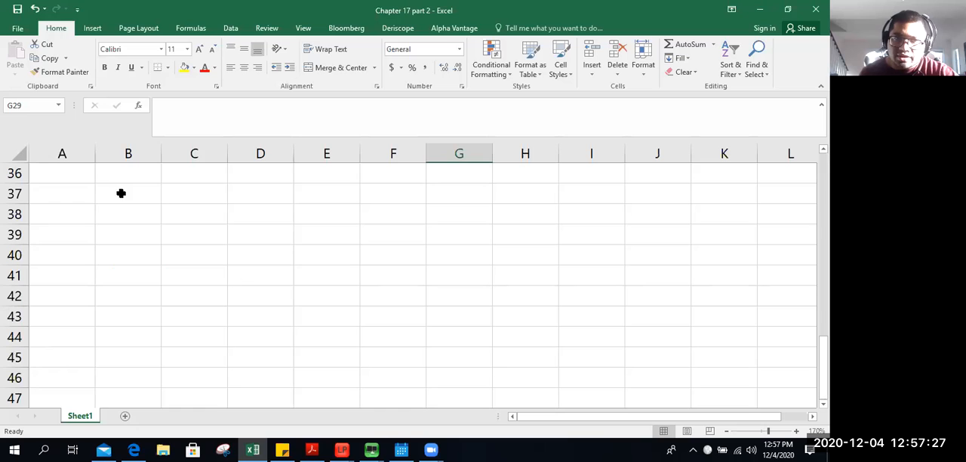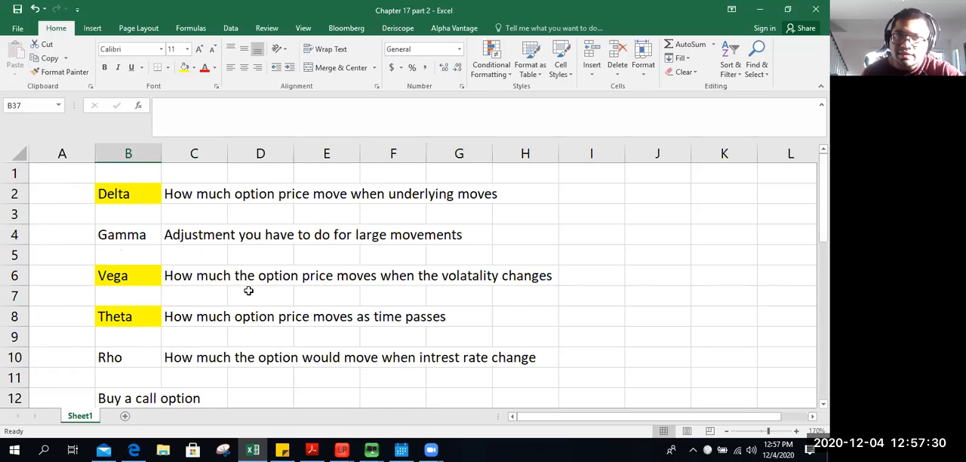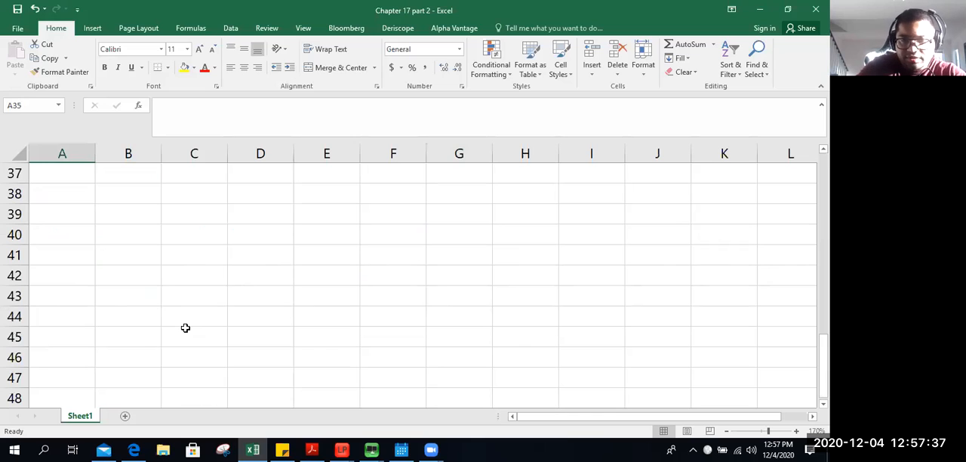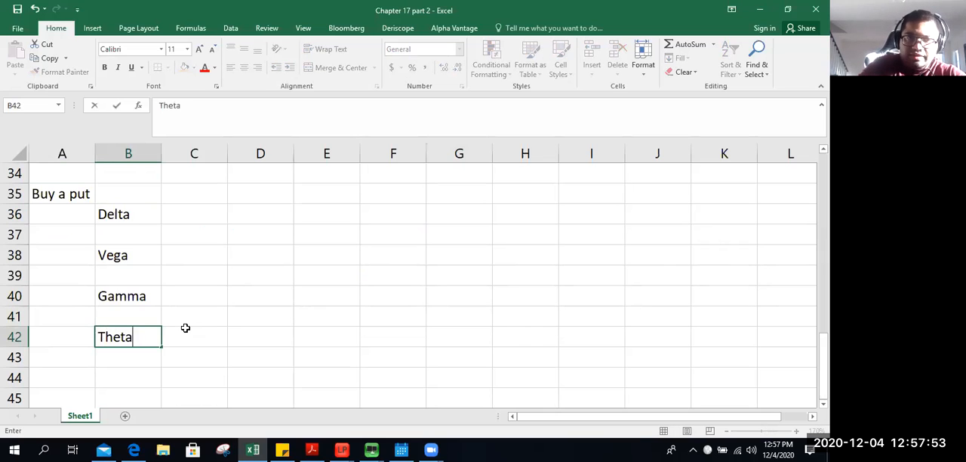Now, the other side of it. We were looking at calls. Let's look at puts now. In puts, you can take different positions. So you can buy a put. What happens when you buy a put? Let's look at the Greeks: Delta, Vega, Gamma, Theta, and Rho. I'll push Gamma down because it's not that important.